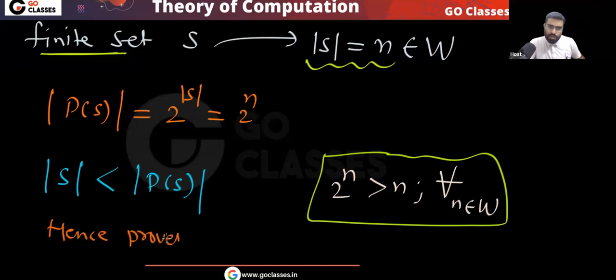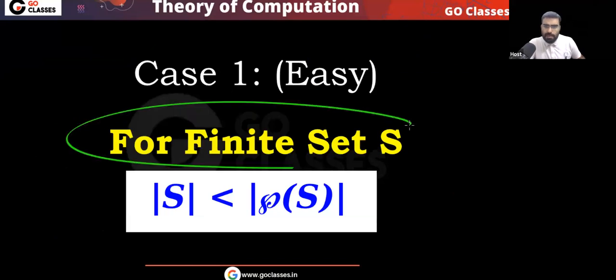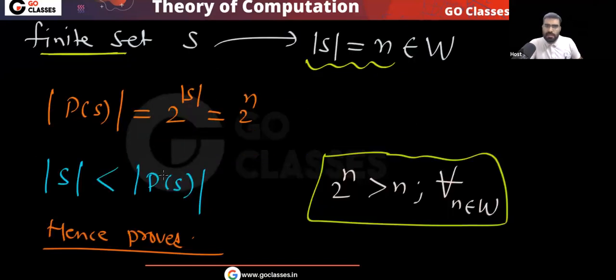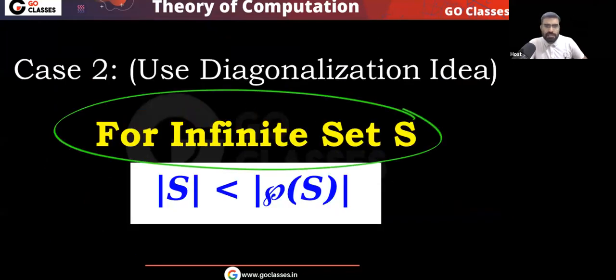See, for a finite set, you don't have to do anything. If I give you a finite set S, you can easily see that the cardinality of S is strictly less than the cardinality of PS. This is very easy. Now, the interesting proof is when you prove it for an infinite set.